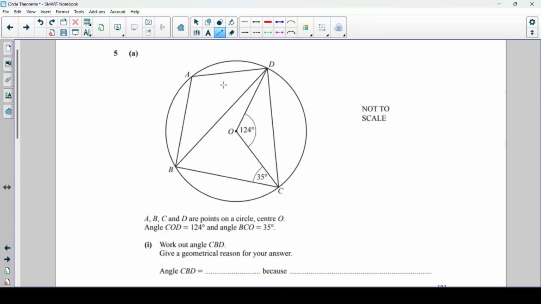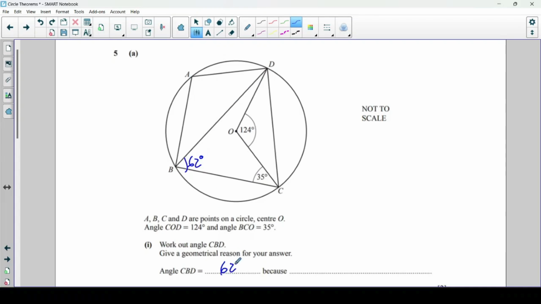In this question, I can see there's a cyclic quadrilateral, which may be helpful. I can also see we've got this kind of arrowhead, which involves the centre there, so that might be useful too. The question first of all asks us for CBD. And yeah, that's the one with the arrowhead. So if this one here is 124, the one subtended in the same segment at the circumference is half of that. So it's going to be half of 124, so 62. Let's write it in first.